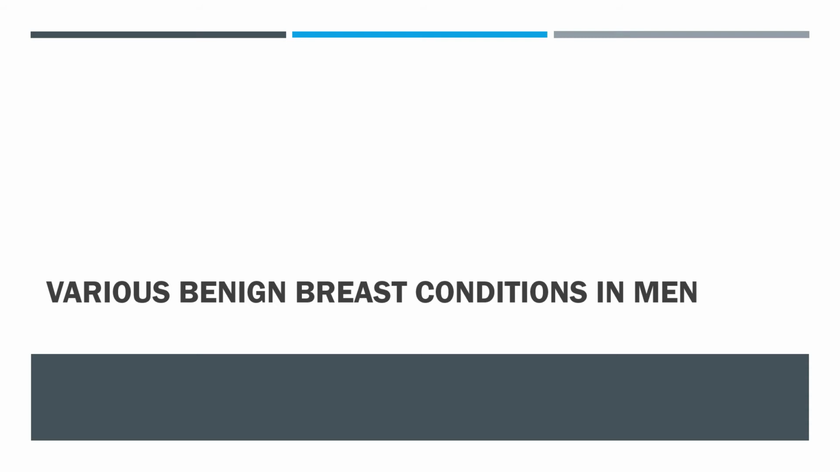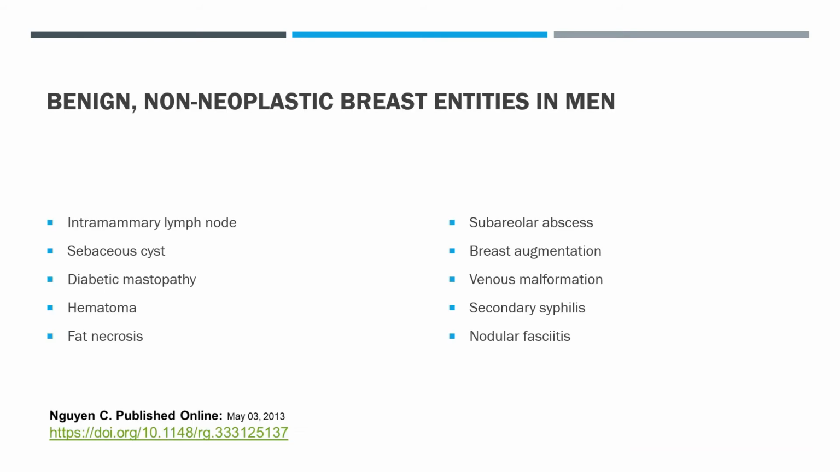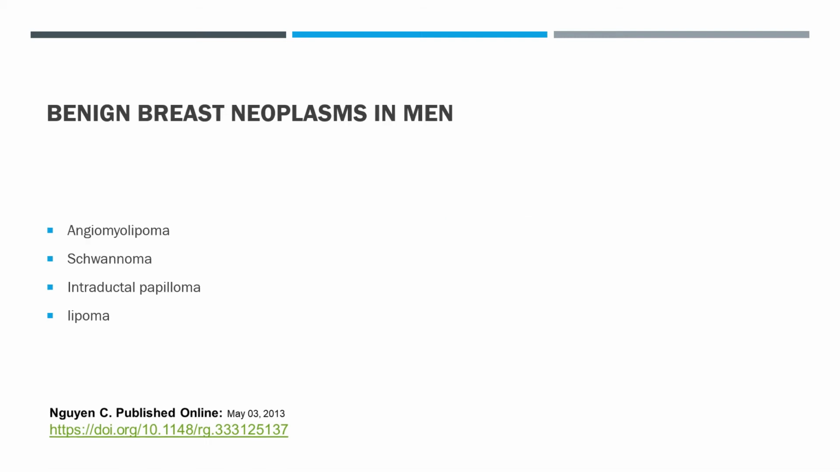So to discuss some various benign breast conditions in men. Some benign non-neoplastic breast entities that you'll see in men are intramammary lymph nodes, sebaceous cysts, diabetic mastopathy, hematomas, fat necrosis from trauma, subareolar abscess, breast augmentation, venous malformation, secondary syphilis, and nodular fasciitis. Benign breast neoplasms in men include angiomyolipomas, schwannomas, intraductal papillomas, and lipomas as well.